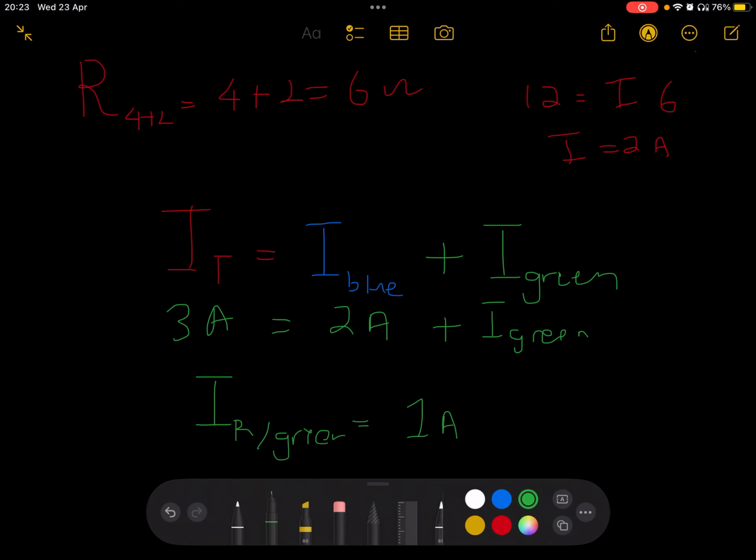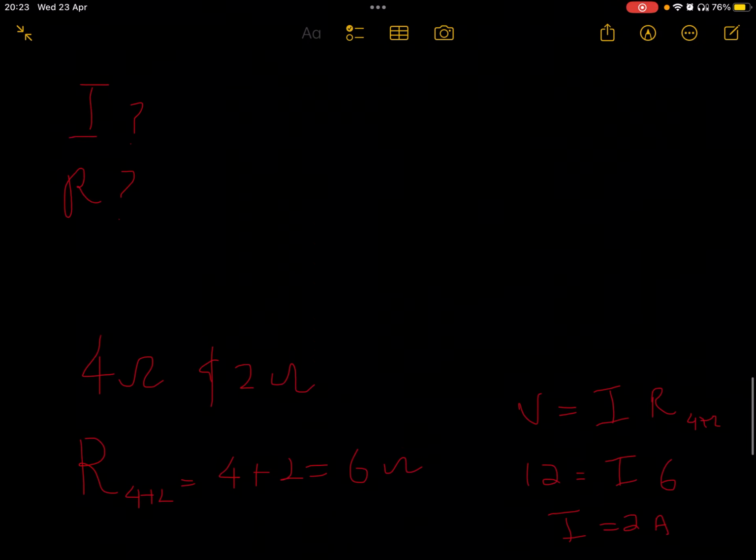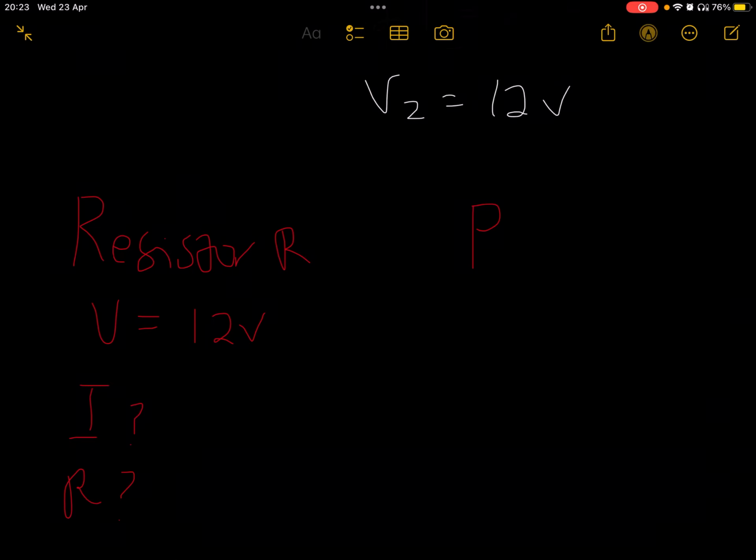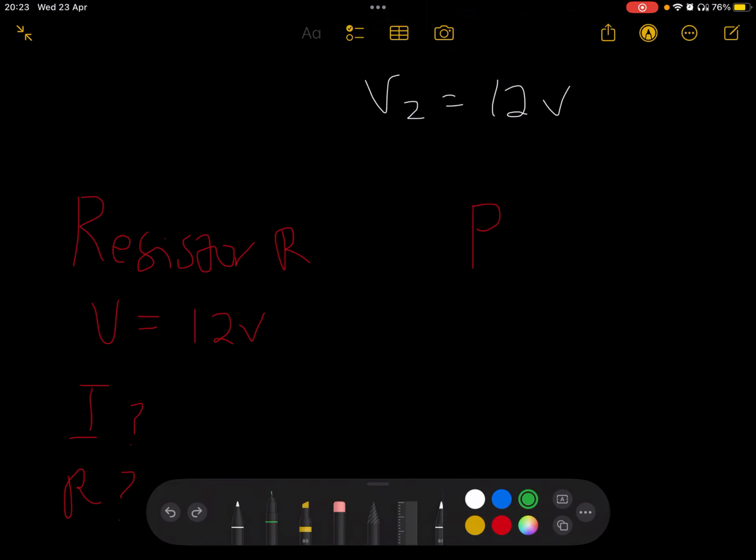Now, for the resistor R, sorry about that. For the resistor R, we now know the current, which is 1 ampere. So we can therefore use the formula P equals VI, if I remember correctly. P equals VI, and that is 12 volts multiplied by 1, which equals 12 watts. And there we have our power dissipated. Thank you.